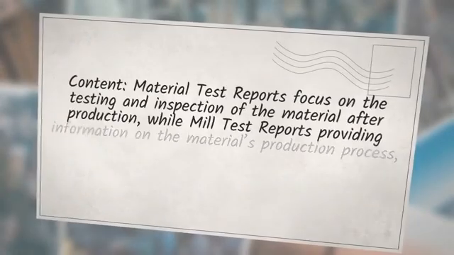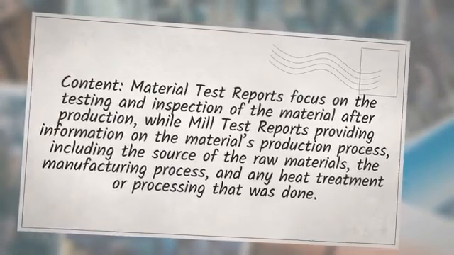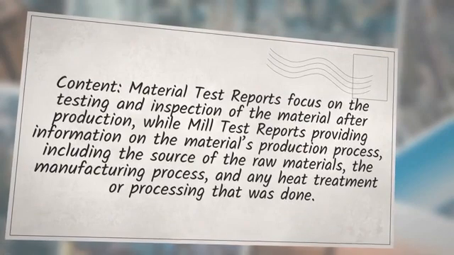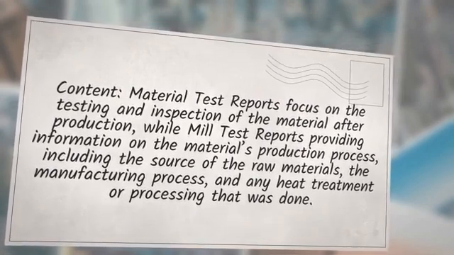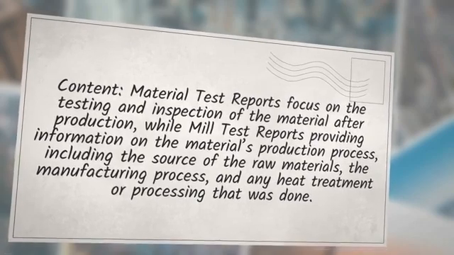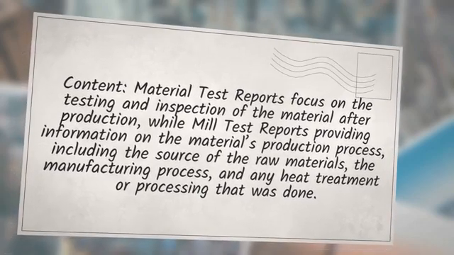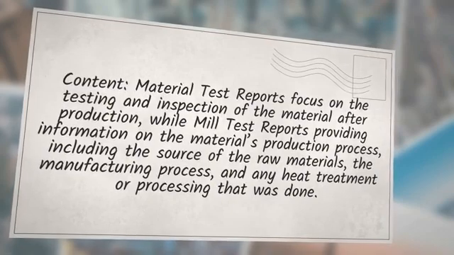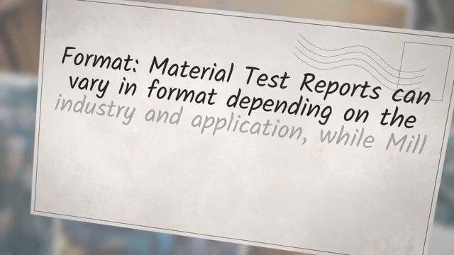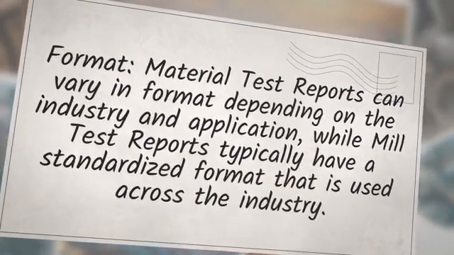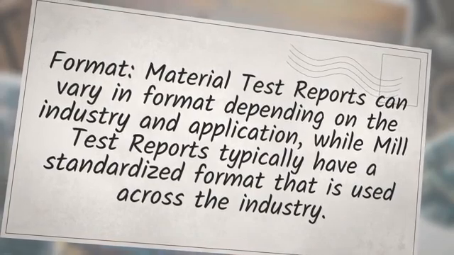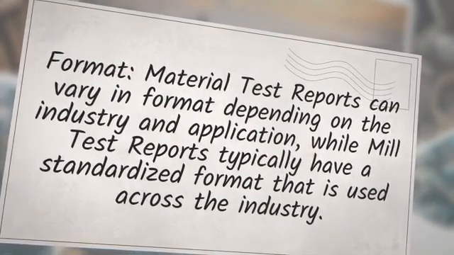Content. Material test reports focus on the testing and inspection of the material after production, while mill test reports provide information on the material's production process, including the source of the raw materials, the manufacturing process, and any heat treatment or processing that was done. Format. Material test reports can vary in format depending on the industry and application, while mill test reports typically have a standardized format that is used across the industry.